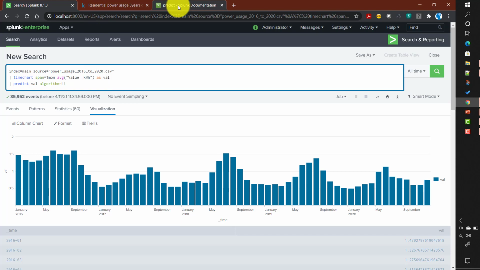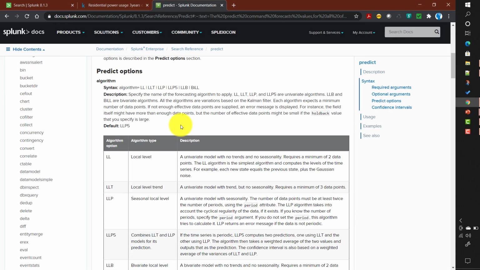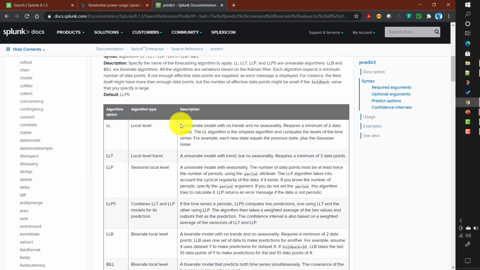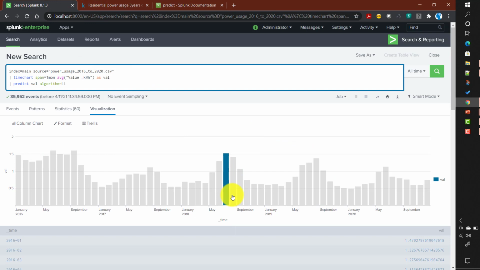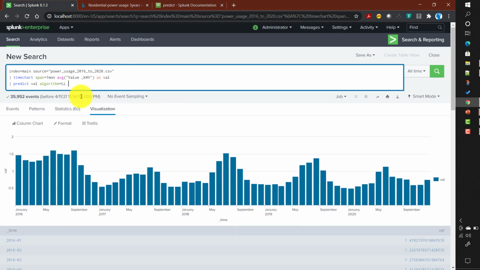Now if I go to the Splunk documentation, this is important. Whenever you are using any particular algorithm, whether it's LL or LLT or whatever, you need to keep in mind the requirement of how many minimum data points you need. For local level, at least you need 2 data points. That means at least you need 2 values to predict something over here, okay? We have more than 2 values, that's why we can use local level. So now we have given the local level algorithm. This is sufficient for the prediction, okay?